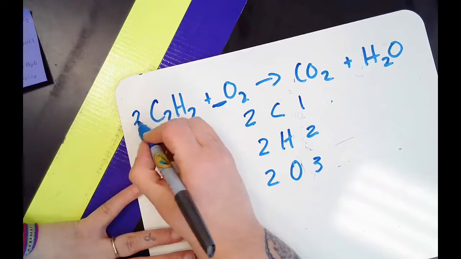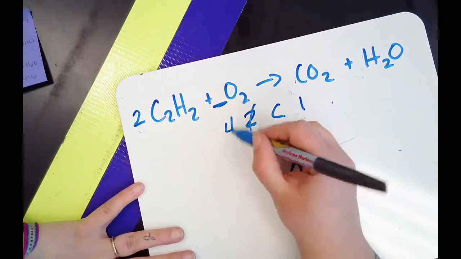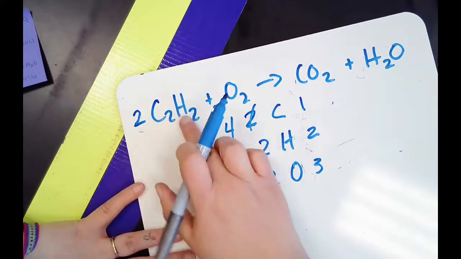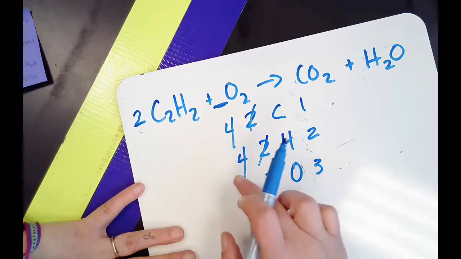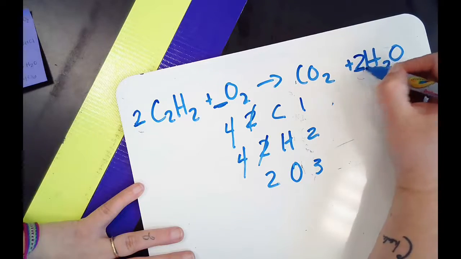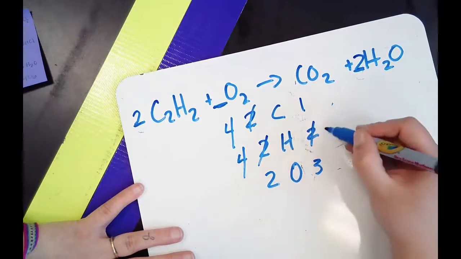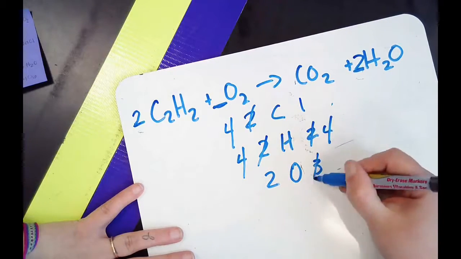That gives me 4 here. It also gives me 4 hydrogens there, okay? To balance that, I could put a 2 here, and that would give me 4 hydrogens on this side, and it would change my oxygens from being 3 to being 4. Now I've got an even number. I can work with that, okay?